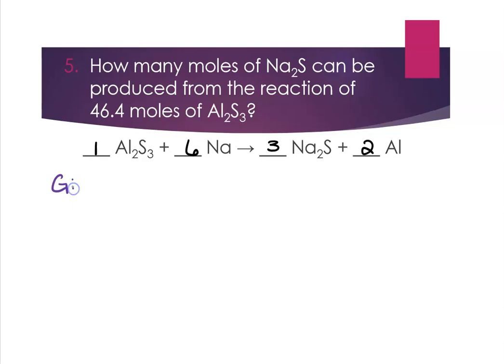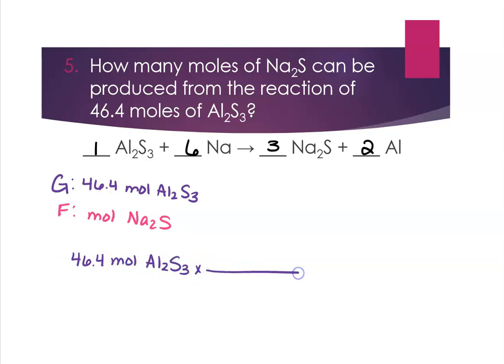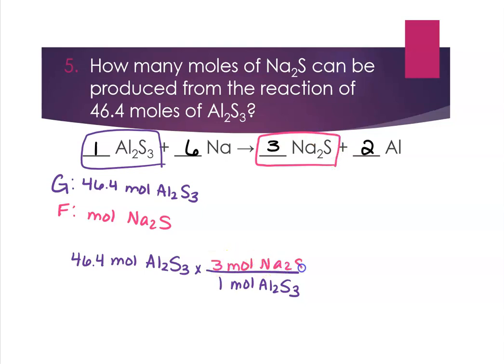So now we can attack this problem. So we are given here 46.4 moles of Al2S3, and I'm trying to find moles of Na2S. We start with what I'm given, 46.4 moles Al2S3. Starting with moles Al2S3, so moles Al2S3 goes on the bottom. There's a 1 here, so this would be 1 mole Al2S3. And then I'm solving for moles of Na2S. So Na2S is here, so this would be 3 moles Na2S according to my balanced equation. All right, so moles Al2S3 cancel, and I'm left with moles of Na2S.